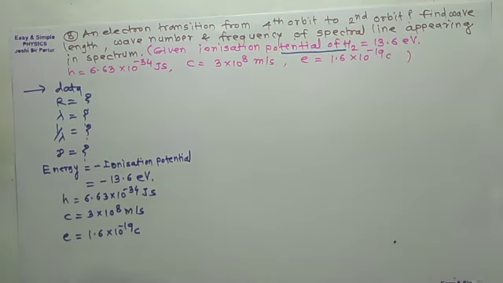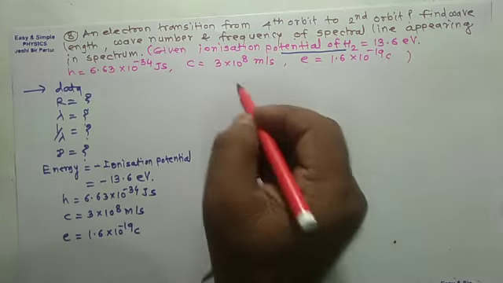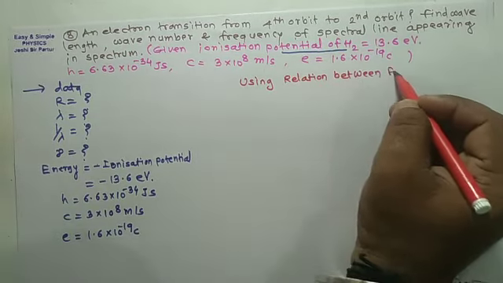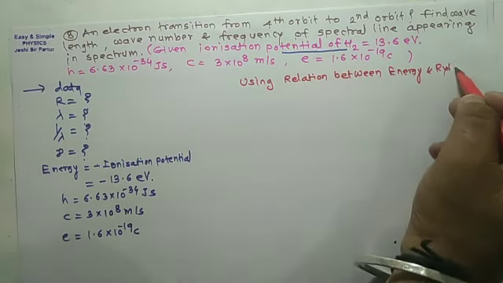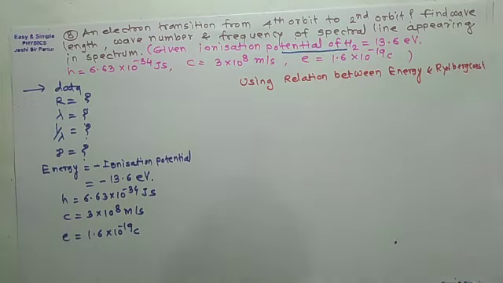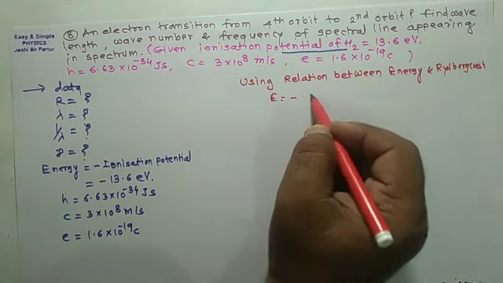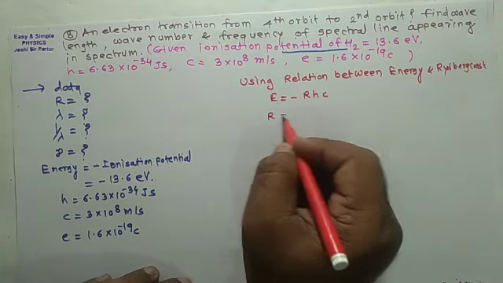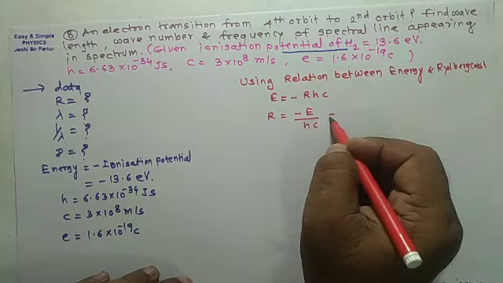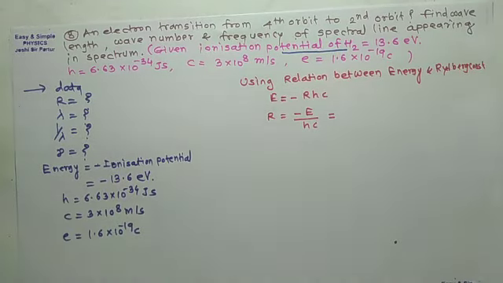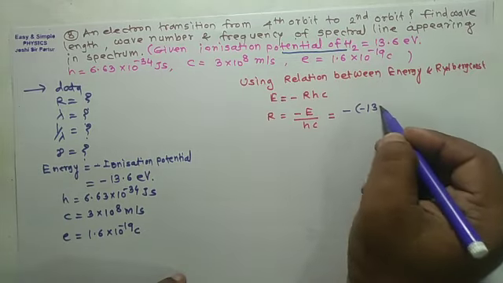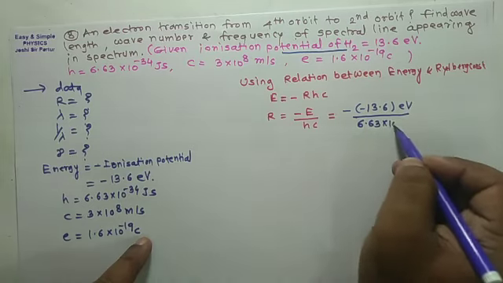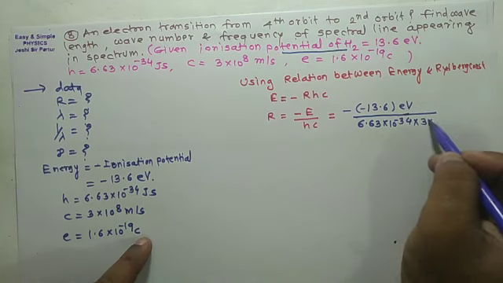So first of all, we can find out R. So using relation between energy and Rydberg constant, see here, E equal to minus RHC, means R is equal to minus of E upon HC, which is equal to, energy is given in minus, so minus in bracket minus 13.6 electron volt divided by 6.63 into 10 raised to minus 34 multiplied by 3 into 10 raised to 8.